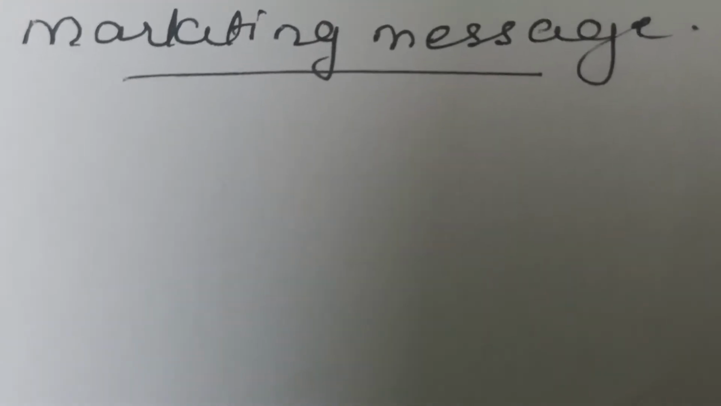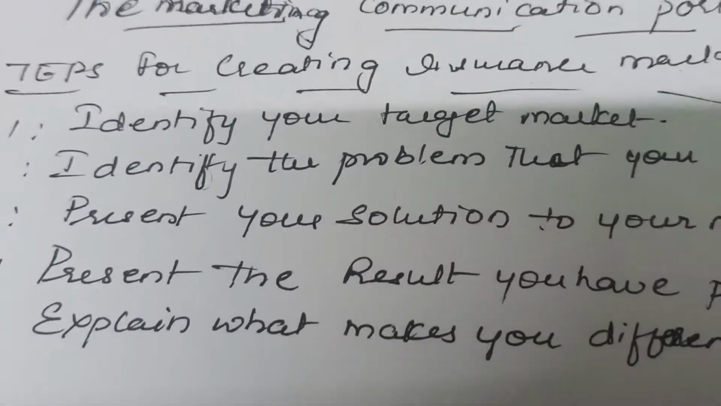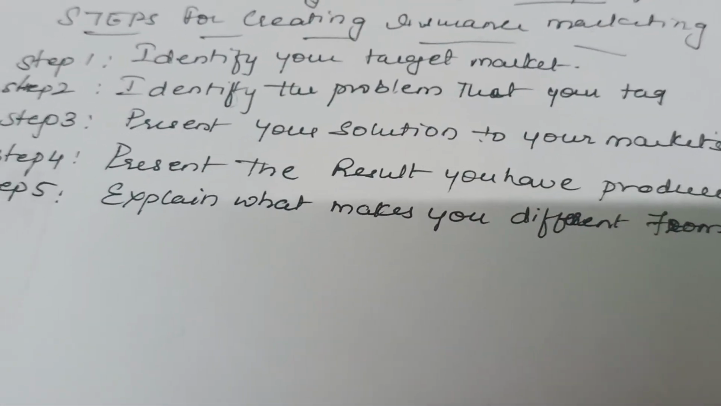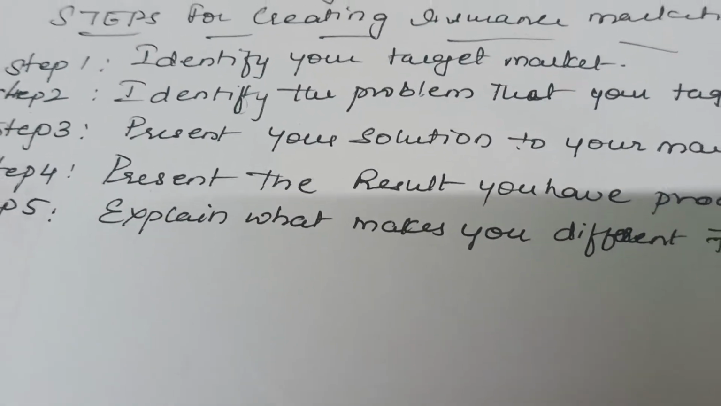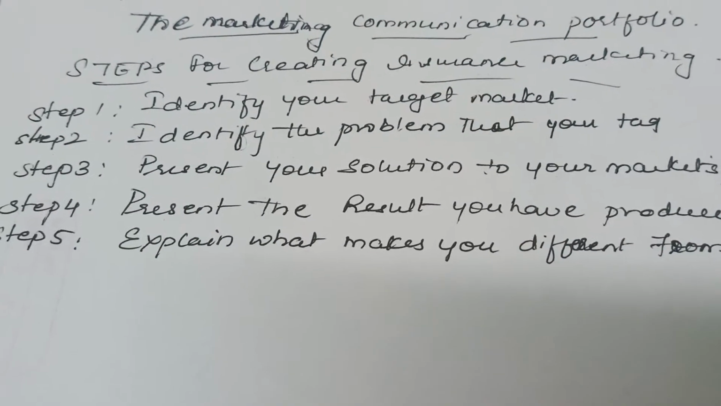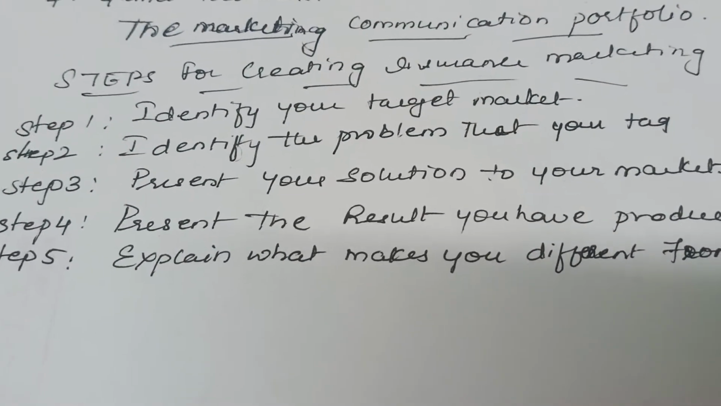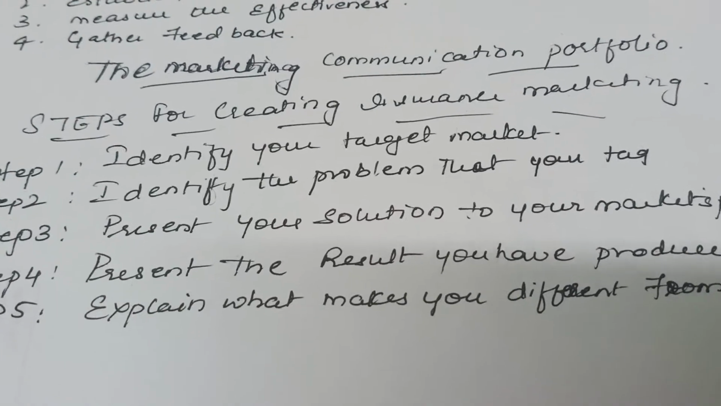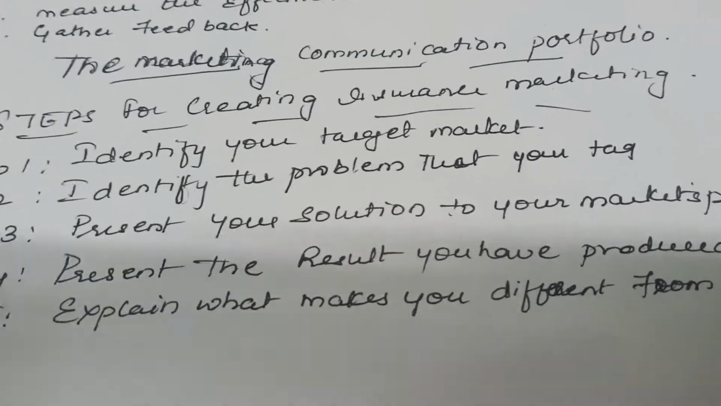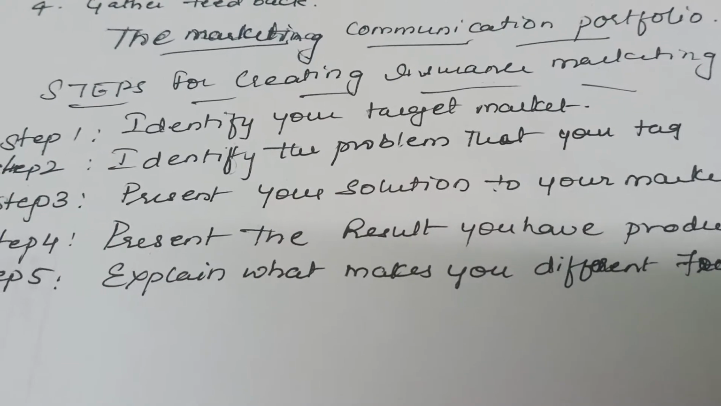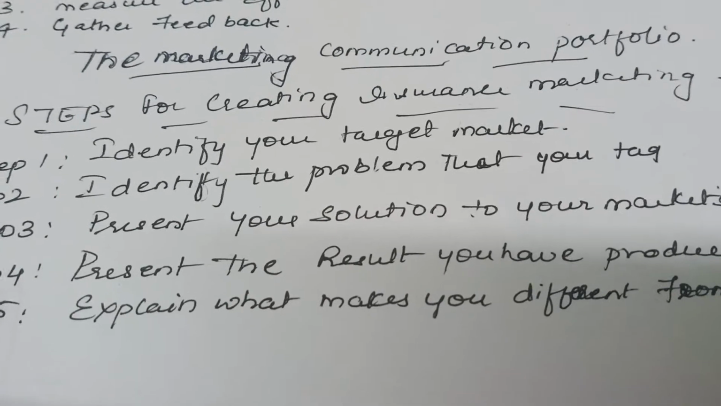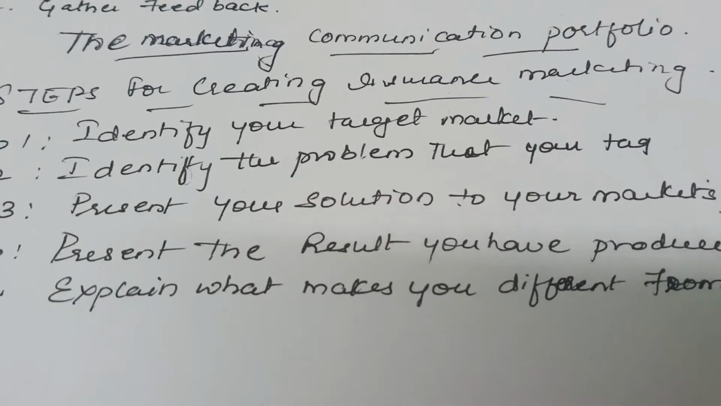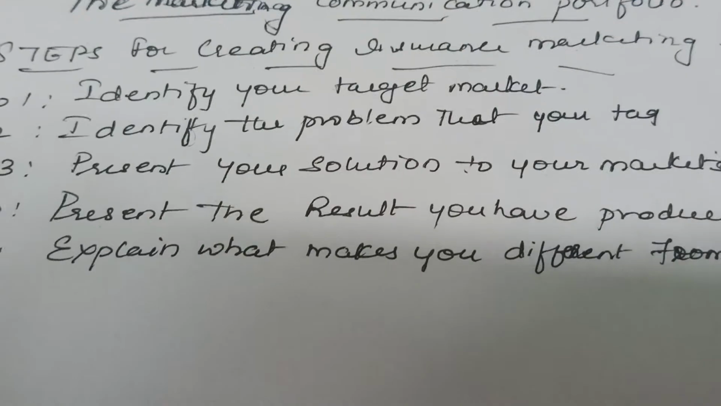Next, under marketing message, we are going to learn a few steps. That is, steps for creating an insurance marketing message. Now the first step is to identify your target market. Here the first question arises: who is my target market? Once I understand who my target is, then it is easy for me to draft or create a message to my customer.